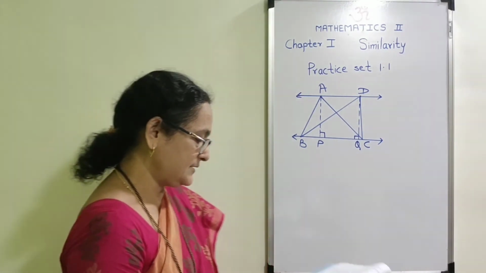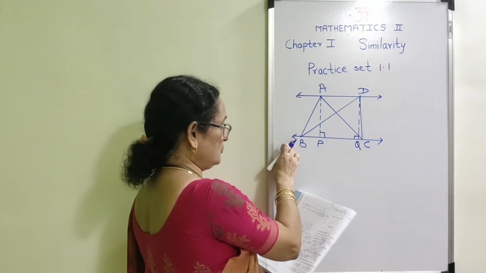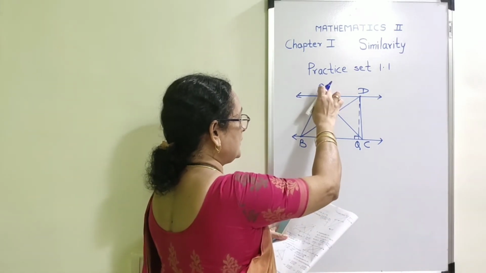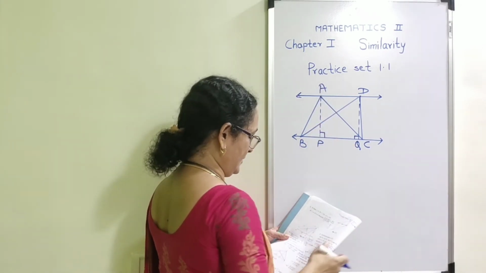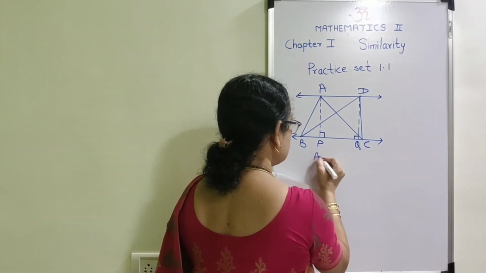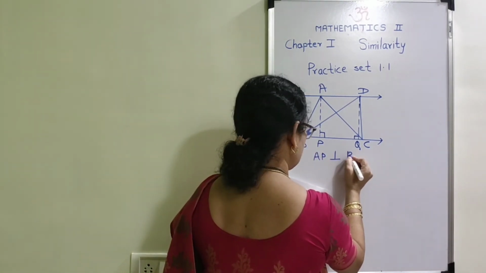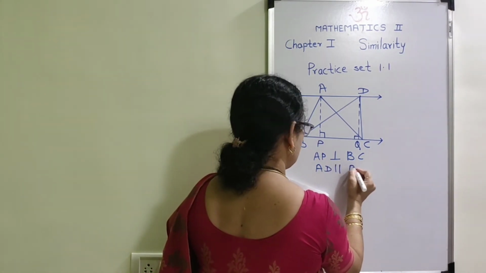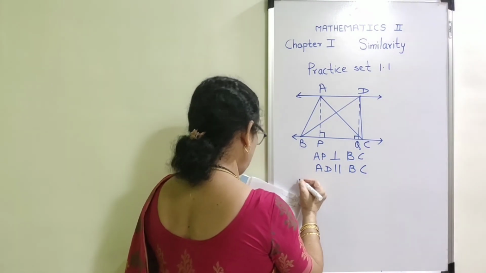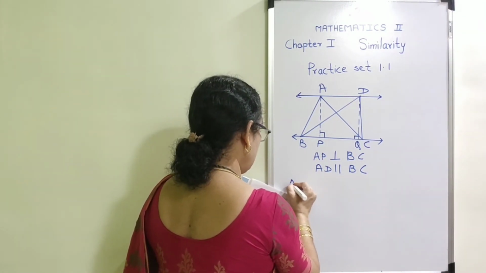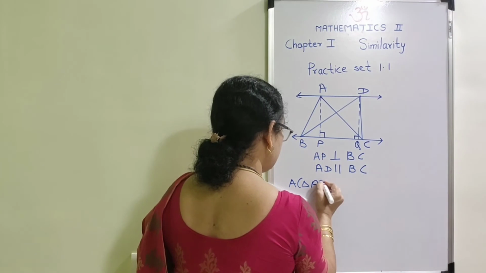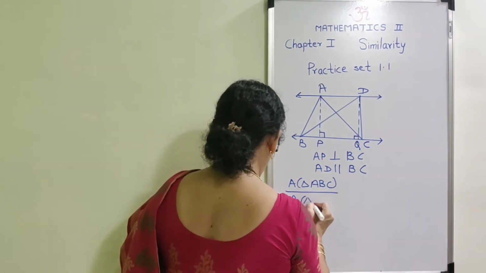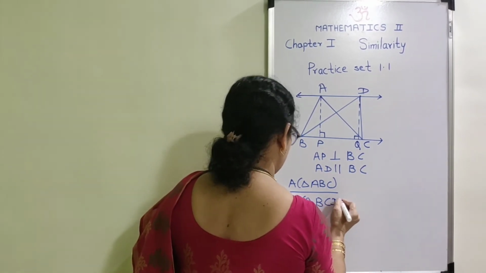Now they have given that AD is parallel to BC, since both the lines are parallel to each other. Also they have given that AP is perpendicular to BC. Write those given things. AP perpendicular to BC. Also AD parallel to BC. And they have given that find out area of triangle ABC is to area of triangle BCD.